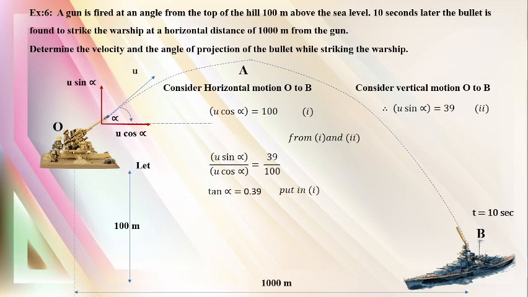Therefore alpha is equal to 21.3 degree. Once we get this value of alpha, put it in equation number 1 or 2, and you will be able to get the initial velocity.